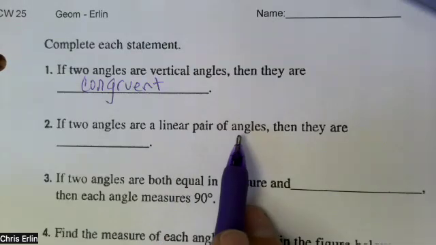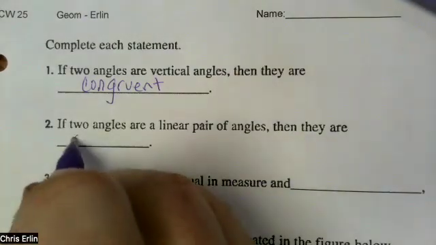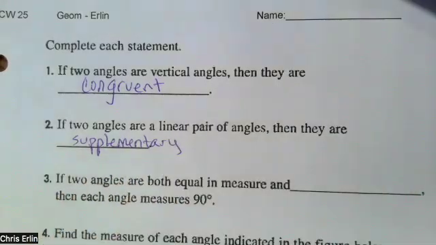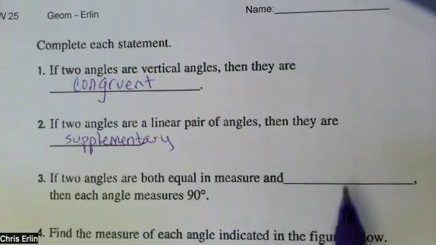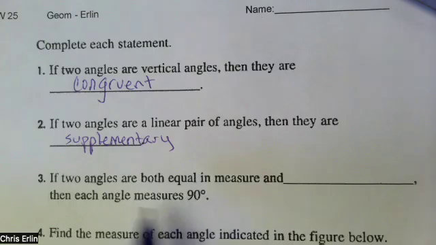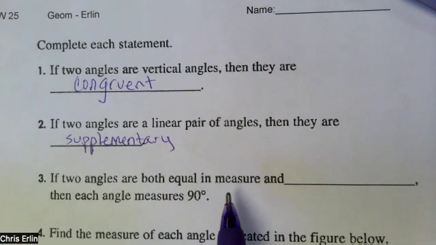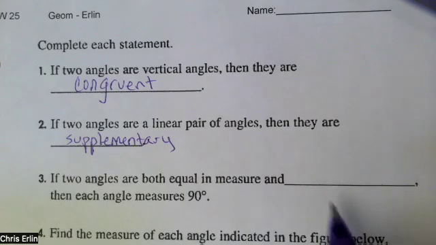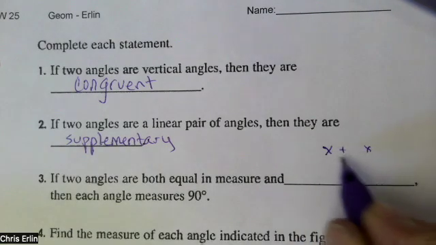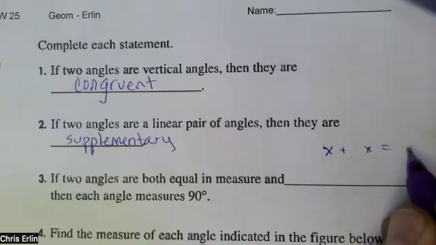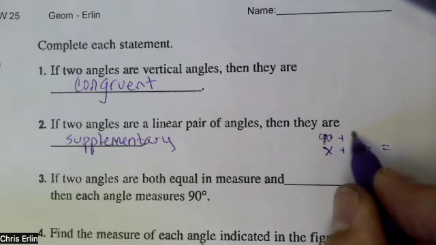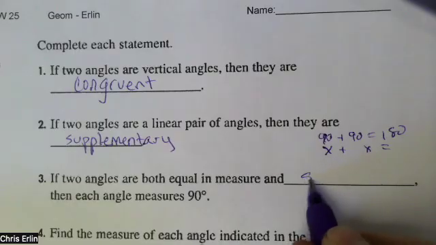Secondly, if two angles are a linear pair of angles, then they are, good, supplementary. Another one that should roll right off your tongue. If not, put these on a flashcard and memorize those. This next one is a little bit more logic rather than straight memorization. If two angles are both equal in measure and blank, then each angle measures 90 degrees. Supplementary, good. It's like we're saying, if they're the same, both x, and we add them together to make something, so that they're each 90 plus 90, they would have to equal 180, which means they're supplementary.